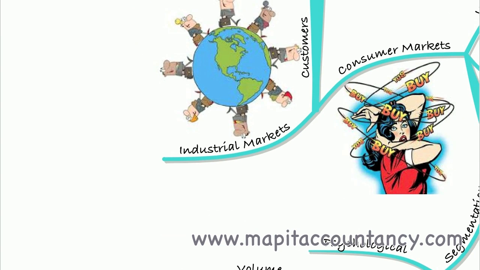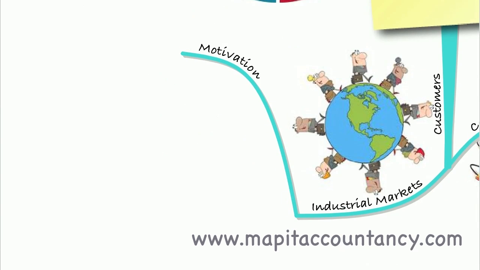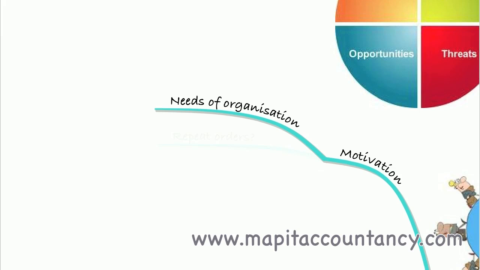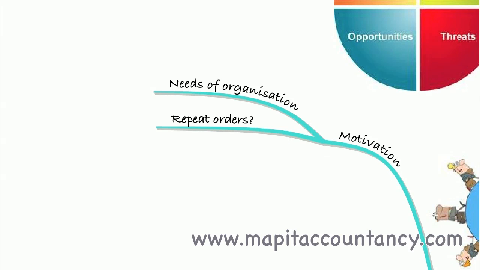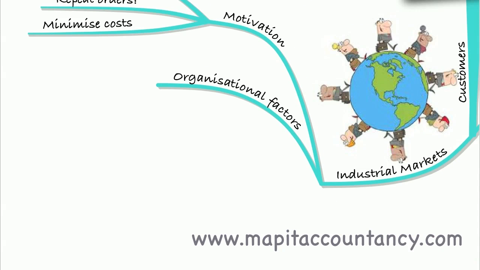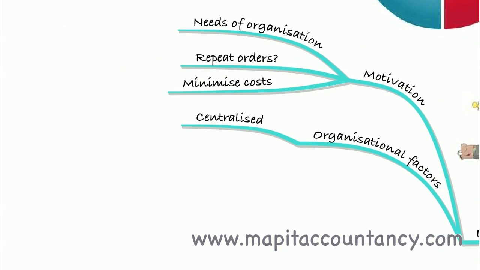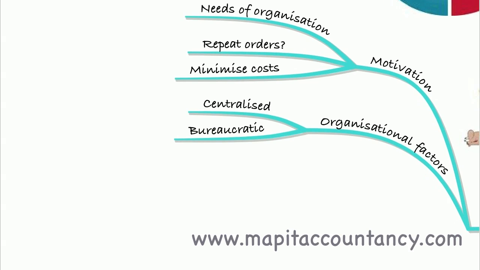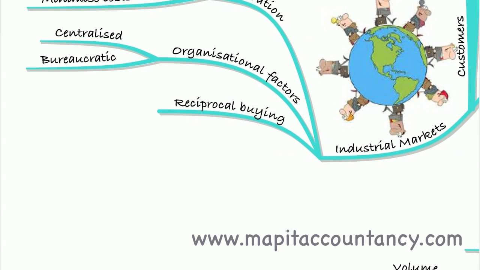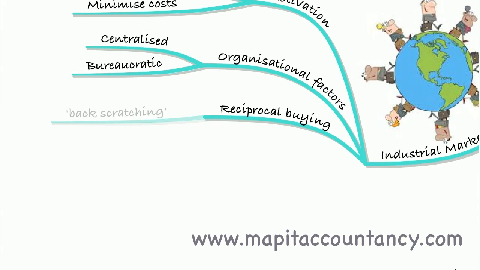If we're selling to industrial markets, well, that's not quite the same as selling direct to the consumer. So we need to understand the motivation behind them buying from us. What are the needs of the organisation? Are they giving us repeat orders? And how do we minimise the cost of getting those orders? There may also be organisational factors as to why they're buying from us. Are they a centralised organisation or a bureaucratic organisation? Or are they undertaking reciprocal buying? Are we buying from them, so they're buying from us, i.e.